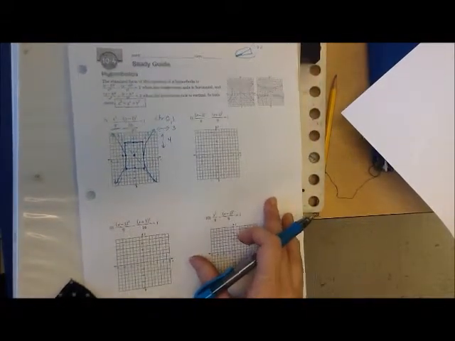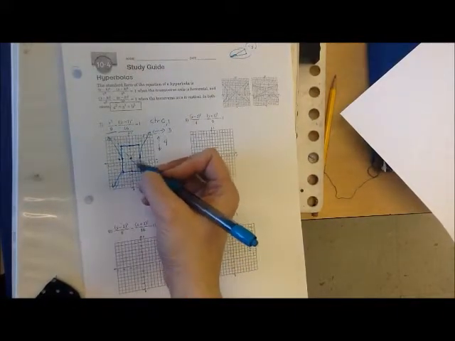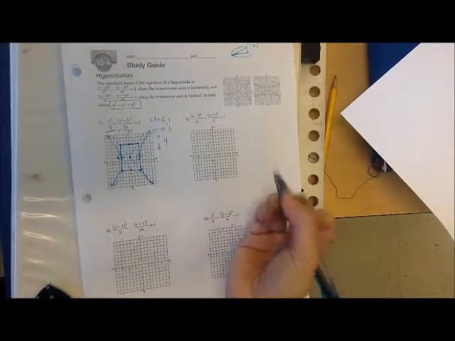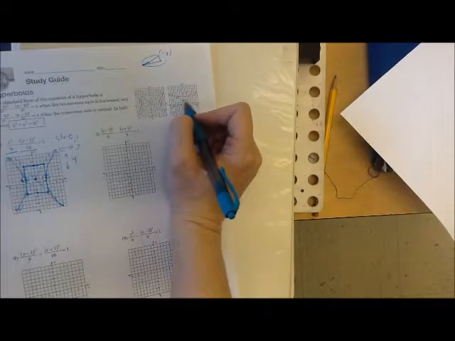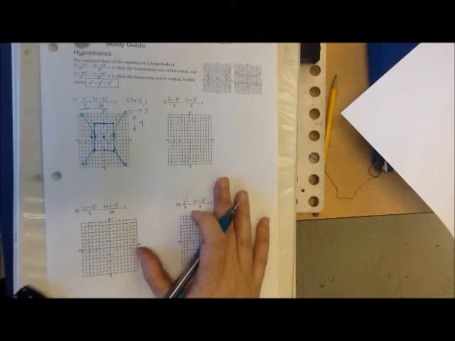In a hyperbola, only two of these are actually vertices because only two of them are considered part of the hyperbola. So that's these two. In a vertical hyperbola, these would be the vertices, the up and down ones.